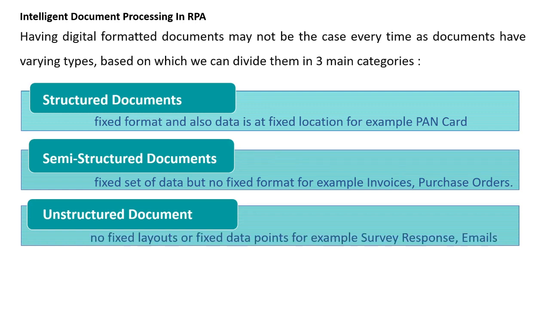And unstructured documents, as the name suggests, have no fixed layouts and no fixed data points. For example, survey responses and emails. As you know, emails can vary from person to person. To write the same set of data, people can use different formats. They have different perspectives and different intents for writing the data. So these are the documents which have no fixed layouts and no fixed data sets.